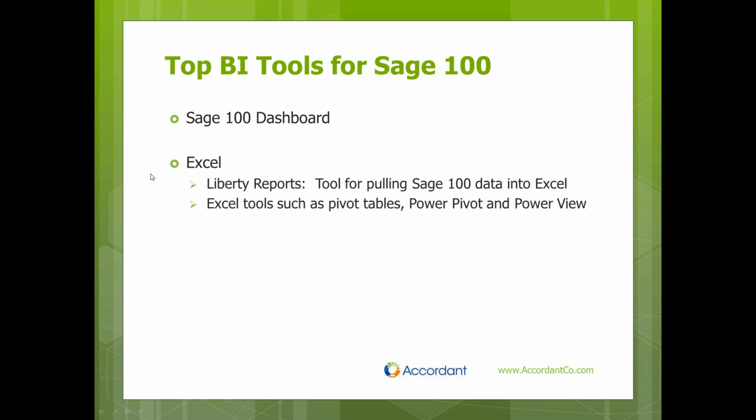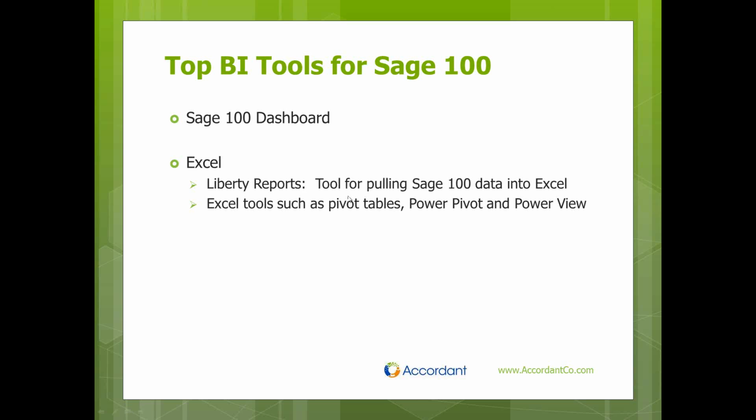Excel is the second tool. Excel, over the years, has evolved into a very robust business intelligence tool. Especially now that we have Liquidity Reports, it makes it easy for us to pull data into Excel from Sage 100, and then use all the features that we know of in Excel, formulas, formatting, etc., to create reports.